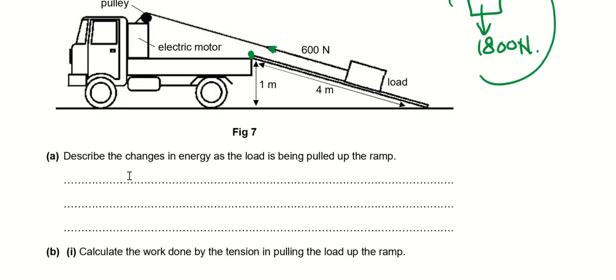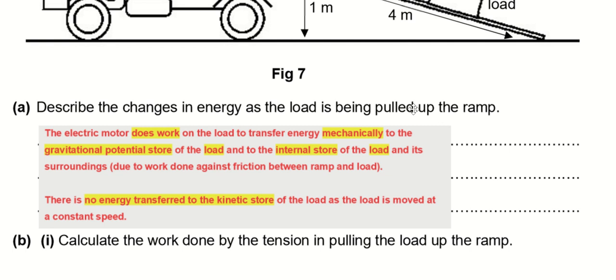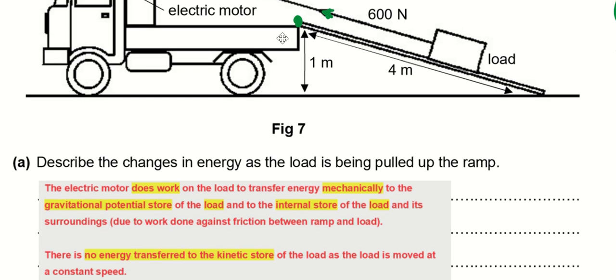Okay, they at first want us to describe the changes in energy as the load is being pulled up the ramp. So maybe it's the changes in energy in this isolated system, right? The electric motor does work on the load to transfer energy mechanically to the gravitational potential store of the load, because at first it was at the bottom of this slope. It is now being pulled up to the top of the slope, which has a height of 1 meter. So of course there's energy being transferred to the gravitational potential store of the load, okay, and to the internal store of the load and its surrounding.